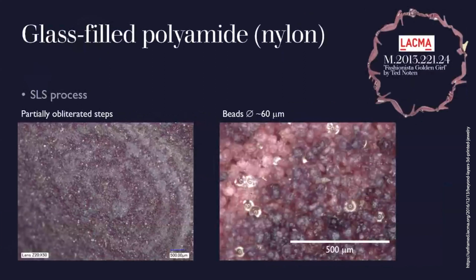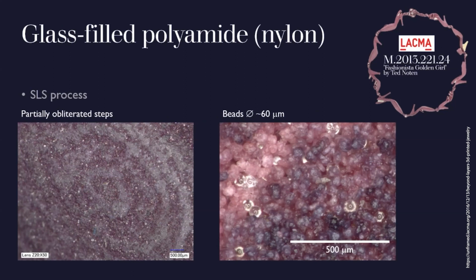A necklace came into the collection made by Ted Knowlton, which was to be put on display for LACMA's Beyond Bling exhibition. Fashionista Golden Girl, at first glance, didn't appear to be 3D printed by the naked eye. Only when we examined more closely with a digital microscope did we see evidence of the telltale steps or staircasing that indicated this object was indeed 3D printed. The steps appear to have been partially obliterated during a post-processing step.